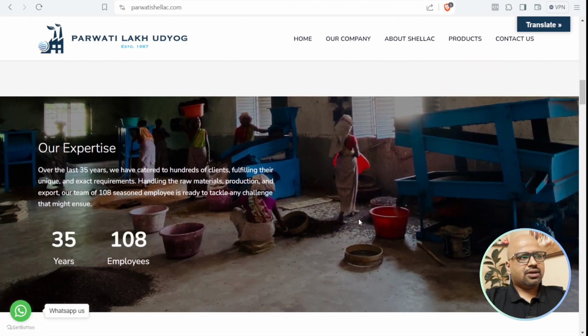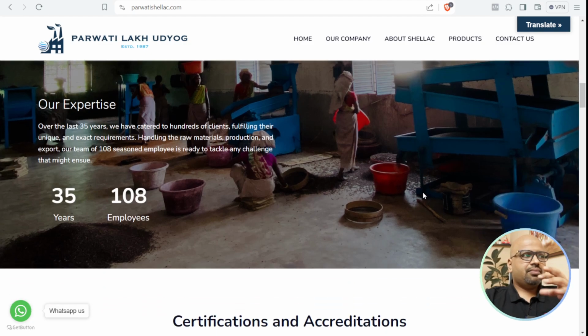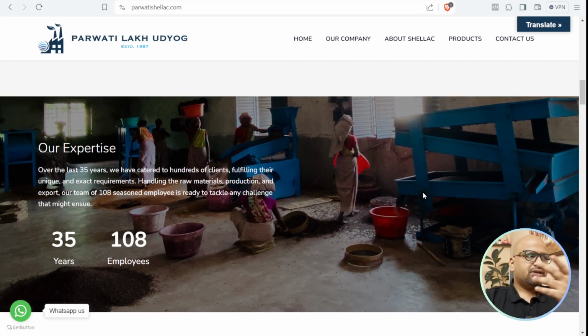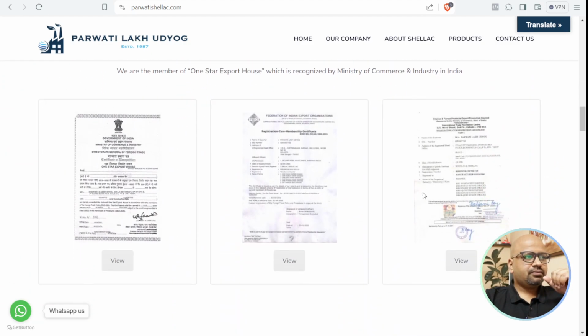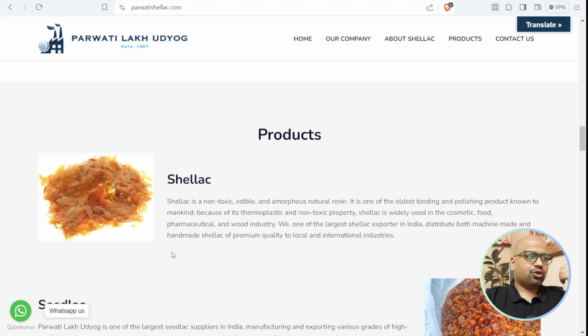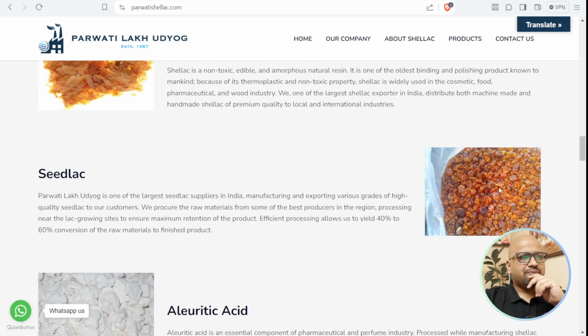And this is how the farming is. They grade it, they sort it, and they hand pick. Very labor intensive, especially in the rural market, because this is normally grown on the rural side. The main certifications you need are FSSAI, SILAC, the Forest Products Export Promotional Council, and IEC for sure. Okay. So this is the product, and you can see various types of these products.